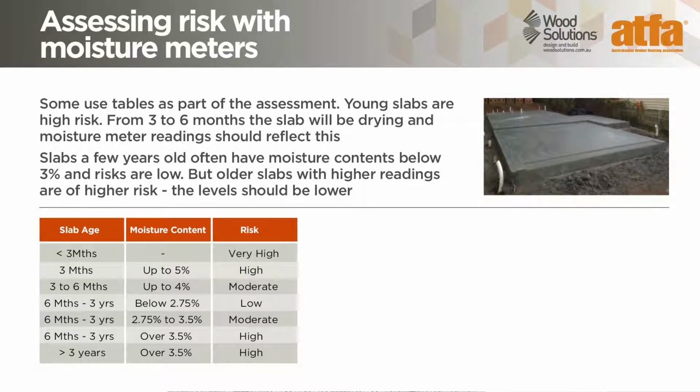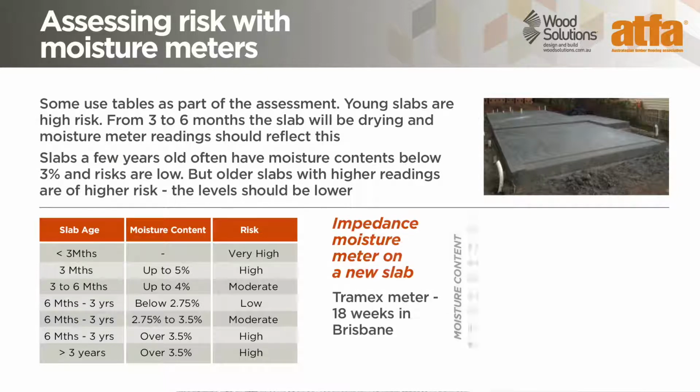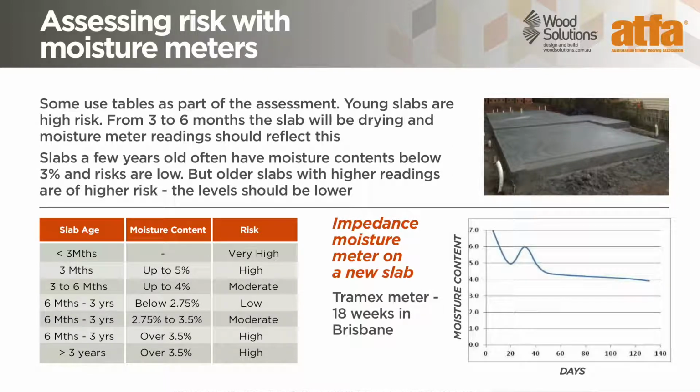Slabs a few years old often have moisture contents below 3% and risks are low, but older slabs with higher readings above 3.5% are of higher risk as the readings should be lower for this age of slab. This can help the installer to decide which slab moisture protection option to use. The graph shows the readings from an impedance meter on a new slab over an 18-week period.